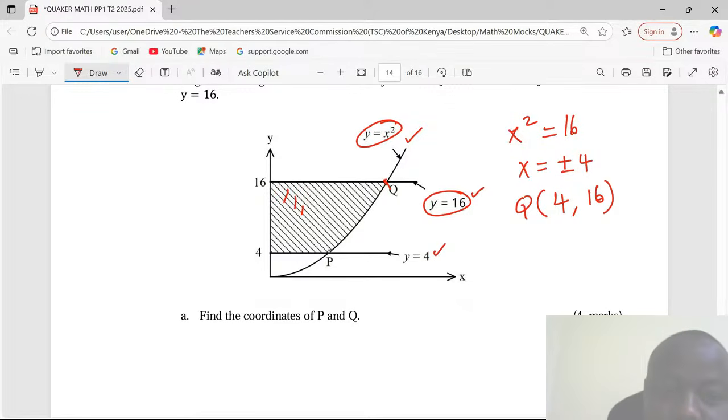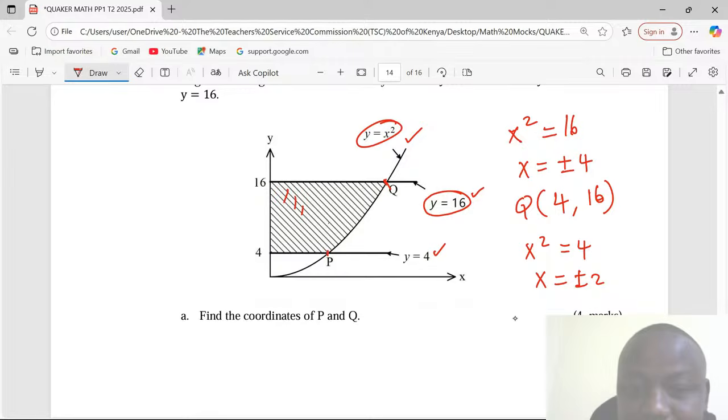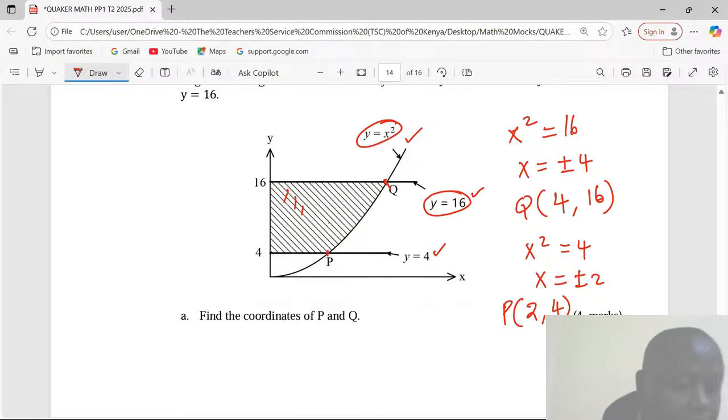Now for coordinate P, the intersection point of x squared and 4, x becomes plus or minus 2. Because P is also on the positive side of the x-axis, the coordinate of P shall be 2, 4, that way. So we have the coordinates of P and Q. The coordinates of P and Q are already established.